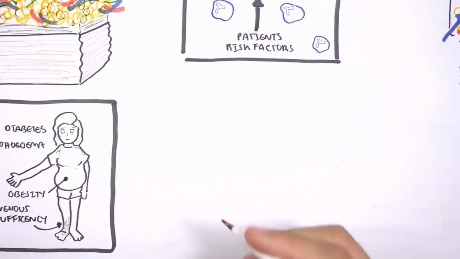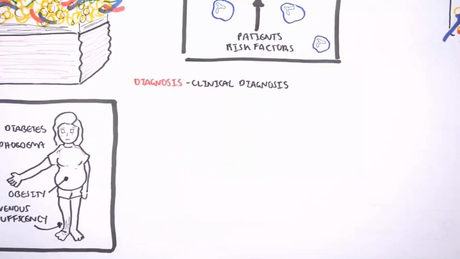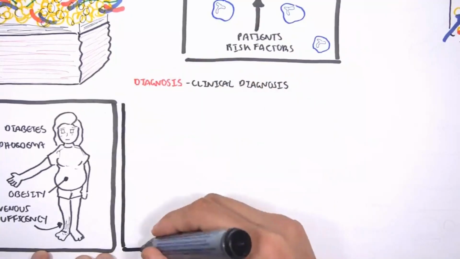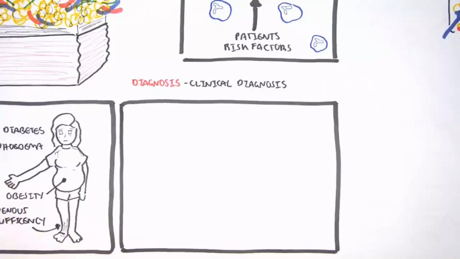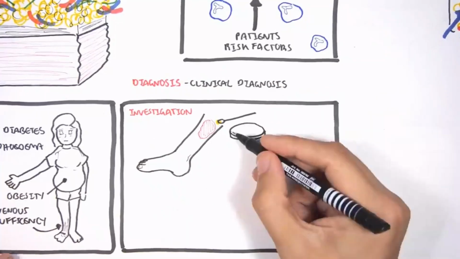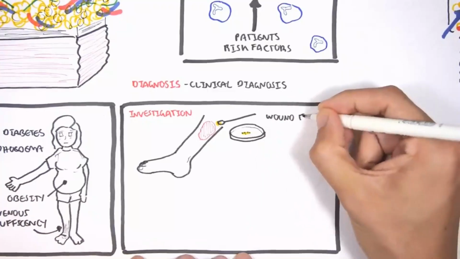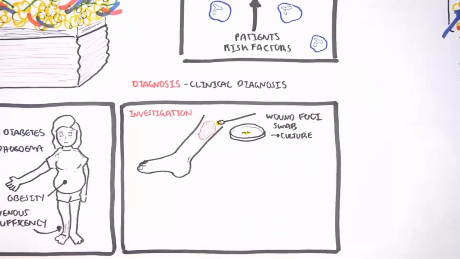Cellulitis and erysipelas can be difficult to distinguish. However, both are diagnosed clinically. Investigations that can be performed include culture of a wound focus. So a focus within the wound can be cultured. However, this is not often found.